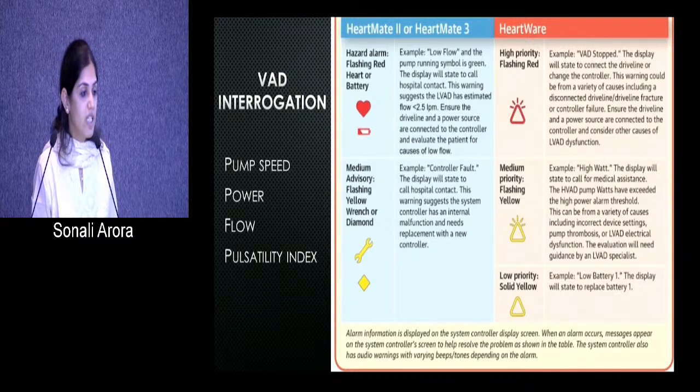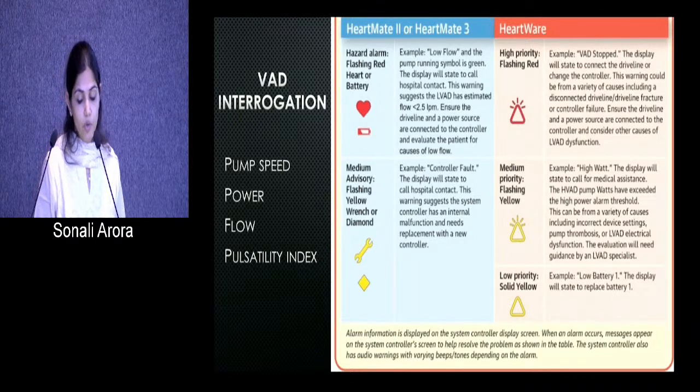So if you have decreased power, you have to think of a pump thrombosis. If you have increased power, you have to think of hypertension. Your afterload has increased. If the flow is decreased, you have to think about, is this patient having right heart failure, or is this patient having hypovolemia, or is this patient having suction events?